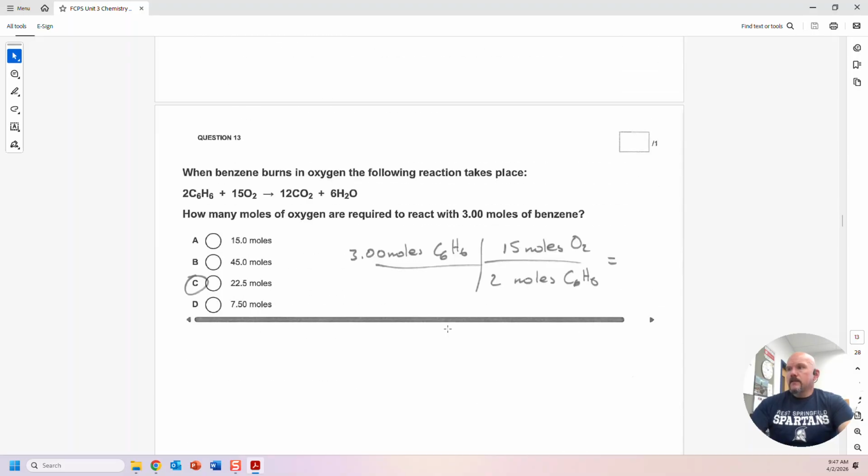Sorry. All right. So now some of you might have forgotten that benzene was C6H6. Hopefully, by process of elimination, you know that this is not benzene, and you know that this is not called benzene, and you know that this is not called benzene. So hopefully you could figure it out, right? C6H6. All right. So we'll take our 3 moles of C6H6, multiply it by 15 over 2. That'll cancel out moles of benzene and give us moles of oxygen. So 3 times 15 divided by 2 will give us our answer.